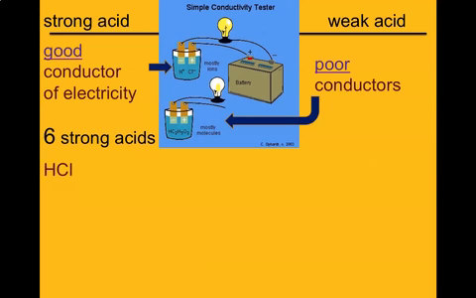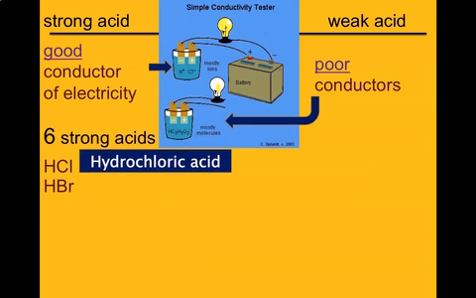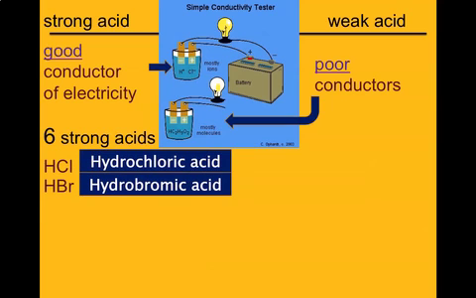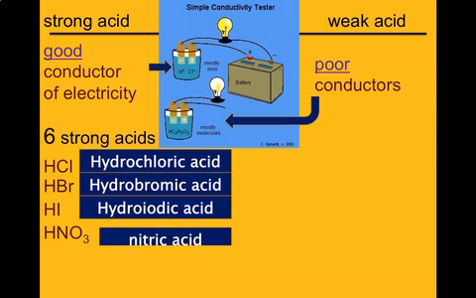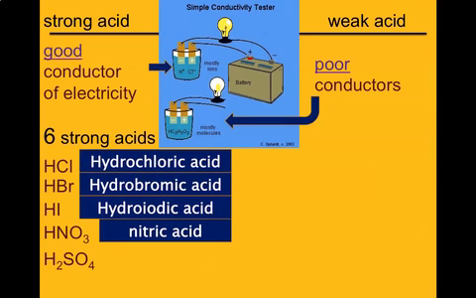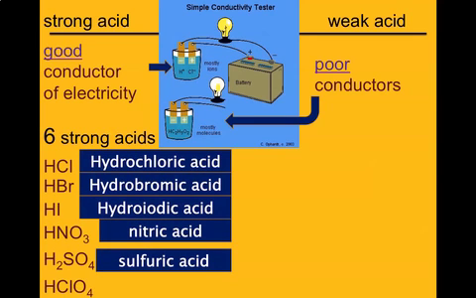There are 6 strong acids that you'll need to memorize: hydrochloric acid, hydrobromic acid, hydroiodic acid. Then we have nitric acid, sulfuric acid, and perchloric acid. There's no pattern really here. You're just going to have to remember those and commit them to memory.